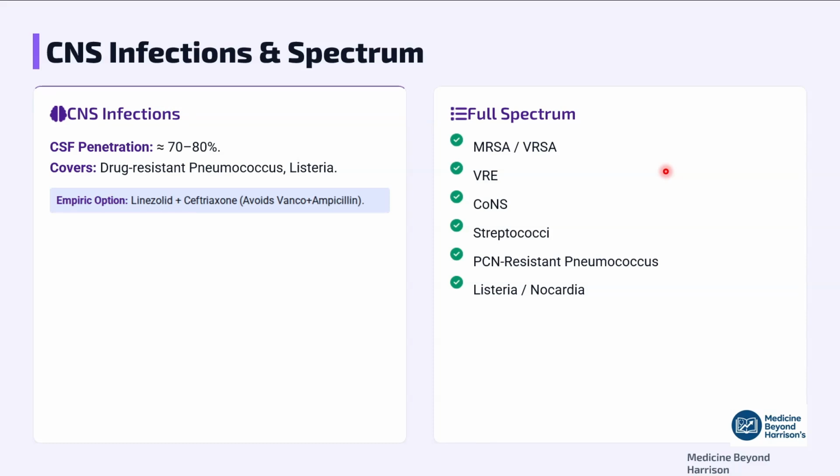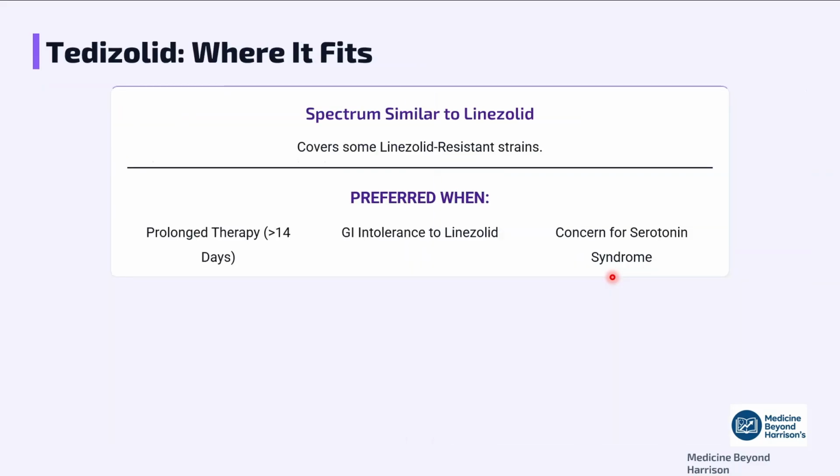So the complete spectrum is MRSA and vancomycin-resistant Staphylococcus aureus, vancomycin-resistant Enterococcus, coagulase-negative Staphylococcus, Streptococcus species, penicillin-resistant pneumococcus, listeria, and nocardia. These are the entire spectrum of linezolid and tedizolid. Tedizolid's spectrum is similar to linezolid, and it covers some linezolid-resistant strains also. It's preferred when there is GI intolerance to linezolid, when there is a requirement of prolonged therapy for more than 15 days, and when there is concern for serotonin syndrome.